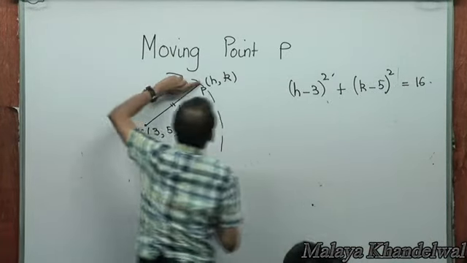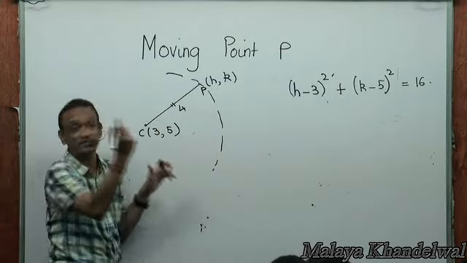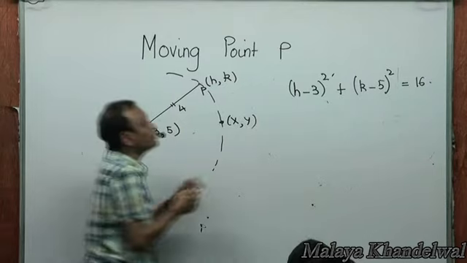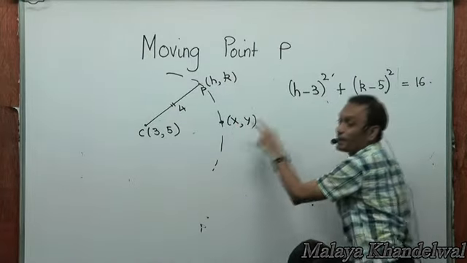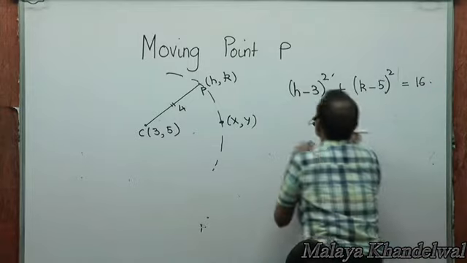Now that is not just true for this P, it's true for all P's. That means I can go ahead and generalize this. If there is any other point x comma y on this trajectory, then you can replace h by x and k by y and the same condition will hold good. Yes or no?